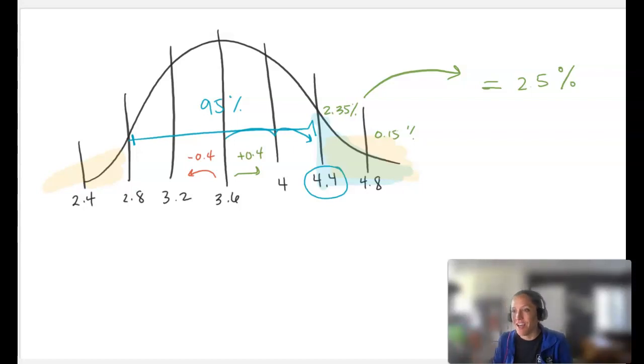Oh, the other question. The lightest 2.5%. That one is a little harder without the numbers in there, but we just figured out that both of these tails is 2.5%. So our lightest kittens have to be at that 2.8 cutoff or before that. So our lightest kittens in that 2.5% will weigh no more than 2.8 pounds.